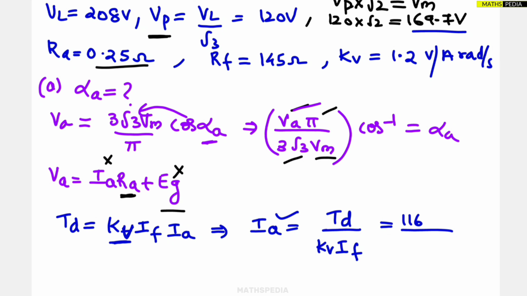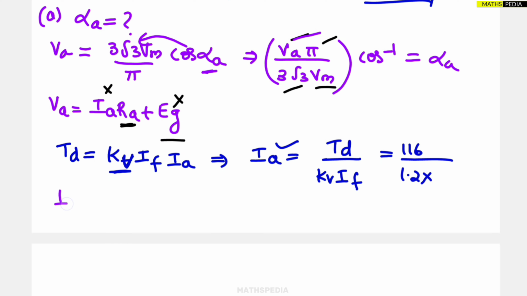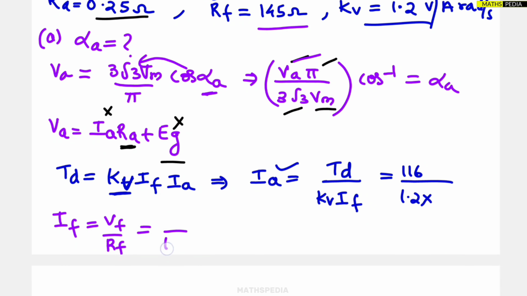Newton meter. kV is also given, 1.2. What about IF? IF we have to calculate using which formula? VF by R. So again I'll come to IF, which you have to calculate by VF by R. Now RF is given, that we know, 145. What about VF? VF is not given. How to find out VF?